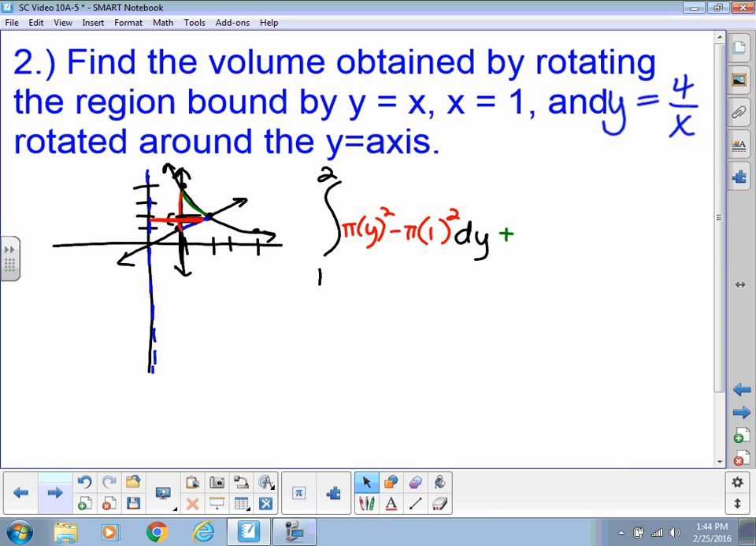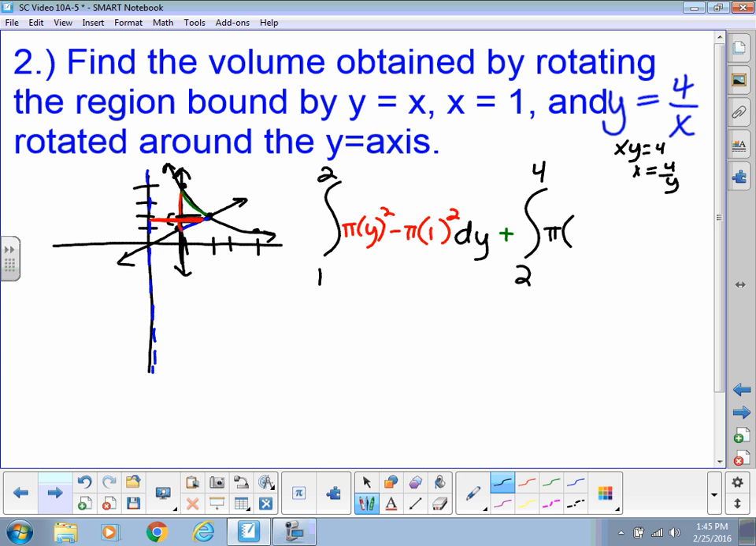plus our second integral, the green section there, goes from 2 all the way up to 4. And all that's going to switch is our outer function, which is y equals 4 over x, but we need that with x by itself. So if you cross multiply, you get xy equals 4, so that'll be x equals 4 over y. So our outer will have pi times 4 over y squared minus pi times the inner, which is 1 squared, and dy. And again, the reason we need to do this separately is because the outer function switches.